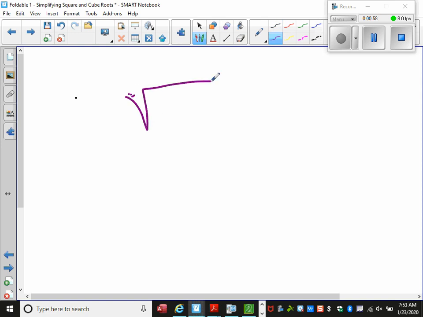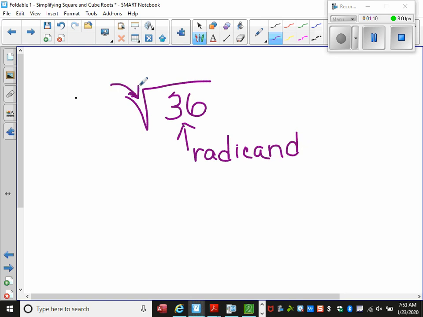So the number inside, let's say that number is 36. That's called the radicand. And this number inside of here is called your index. When that number is invisible, that means it's a 2, because we don't write the number 2 for square root. If it's a cube root, obviously you will see it written inside. So just making sure you know the vocabulary.